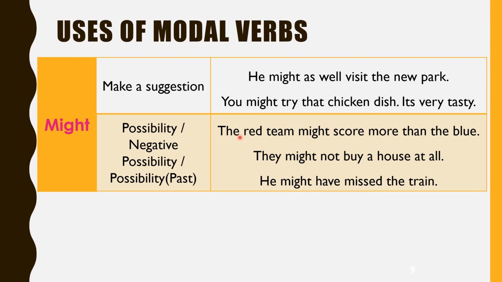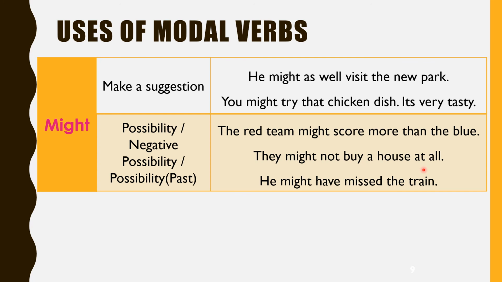Okay, so may will be used to express strong possibility, whereas might will be used to express weaker possibility compared to may. So here we are using the red team might score more than the blue. So we are not very sure, but still we are hoping that red team will score more than the blue. Okay, if you are almost sure, then we will be saying the red team may score more than the blue. But if you are not very sure, then we will say the red team might score more than the blue.